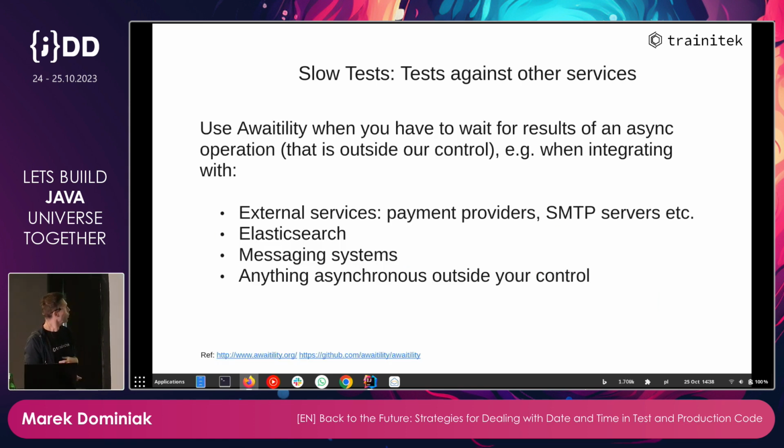So we should use the await utility when you have to wait for results of an async operation that is outside our control. When integrating with, for example, payment providers, SMTP servers, Elasticsearch, obviously messaging systems, yes? Anything asynchronous that is outside our control.